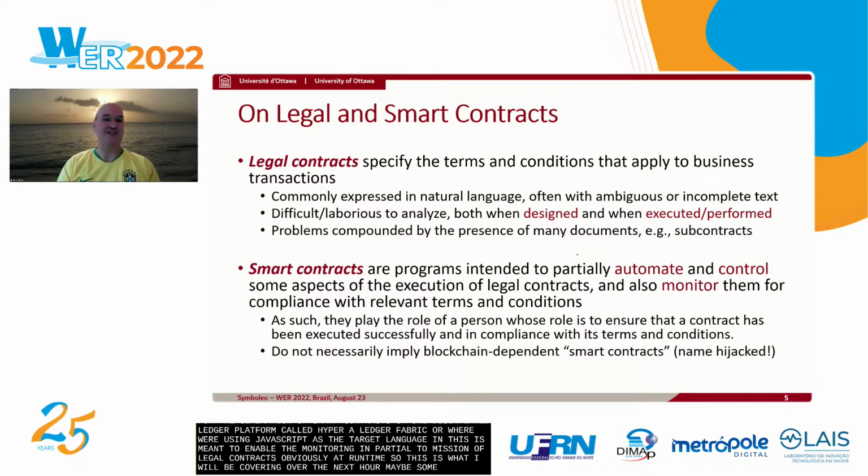Maybe some definitions would be helpful here, because we do make a difference between a legal contract and a smart contract. Legal contracts specify the terms and conditions that apply to business transactions. We often use natural language to describe them, so this usually comes with some ambiguities. They're difficult to analyze formally, both when we are designing contracts and also when we are performing or executing their many clauses. And obviously the problem becomes a bit more complicated in the presence of many documents, including a hierarchy of subcontracts, for example. On the other hand, smart contracts are programs that are intended to partially automate and control some aspects of those legal contracts that we've been discussing, and also monitor them for compliance with the various terms and conditions that they contain.